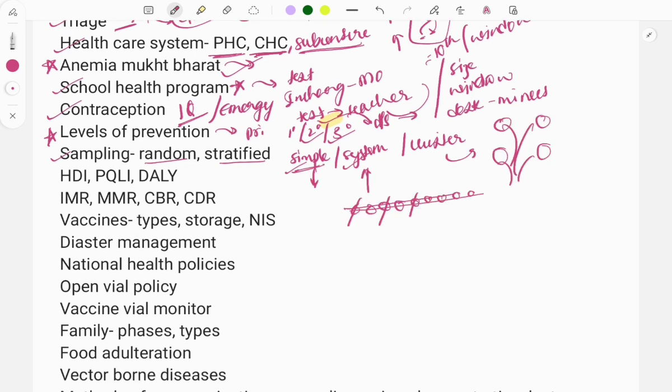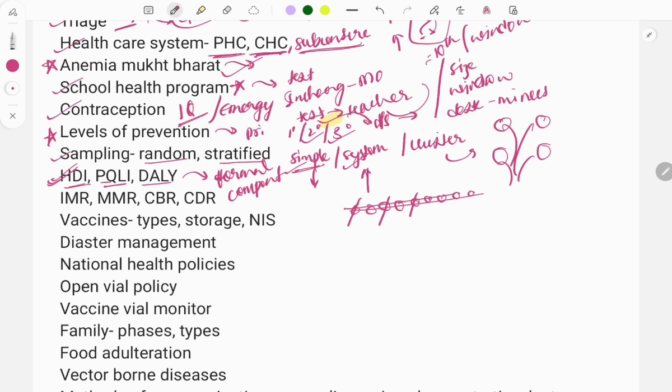Moving on, these are the health indicators: the human development index, physical quality of life index, and the disability adjusted life years. Questions are asked on their formulas, and also their components, like what components the HDI has, then the PQLI has. Okay, then also one liners are asked, like which is the best indicator of the development of the society, which is the best indicator of the disease burden in the society. So all these things you need to look at from this topic.